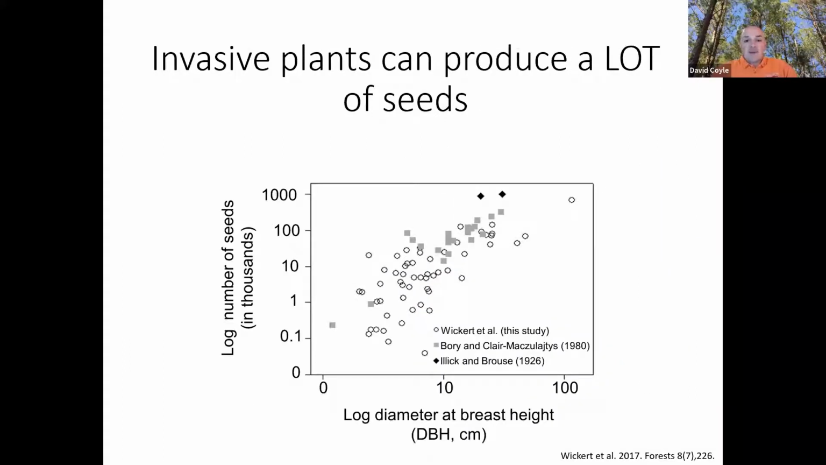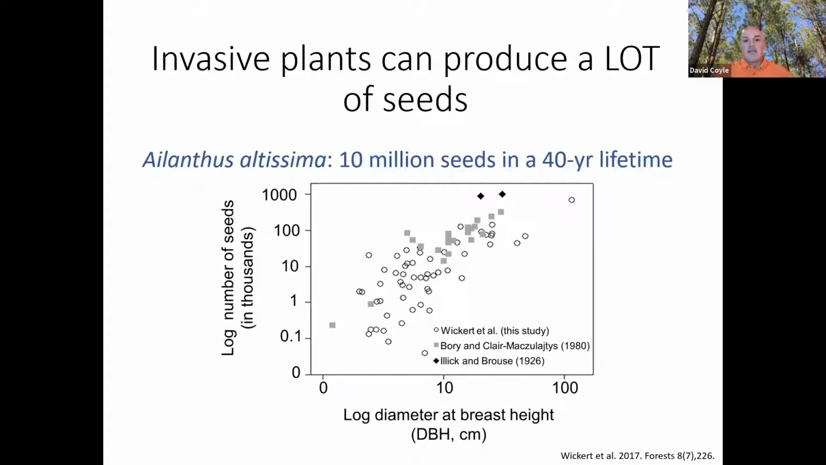Invasive plants can produce a lot of seeds. This is some data from Ailanthus altissima, commonly known as tree of heaven. You can see that in this case, a 40-year-old tree can produce 10 million seeds. They actually measured all this stuff, right?